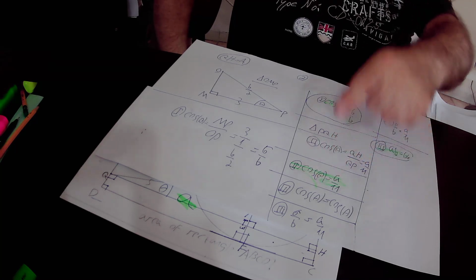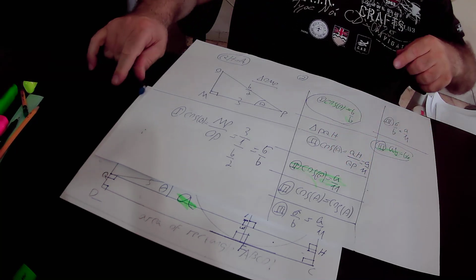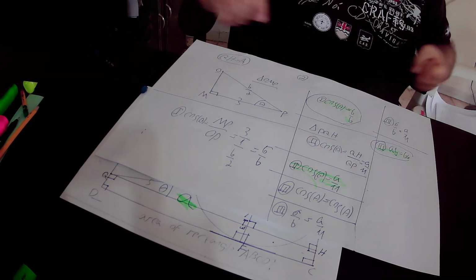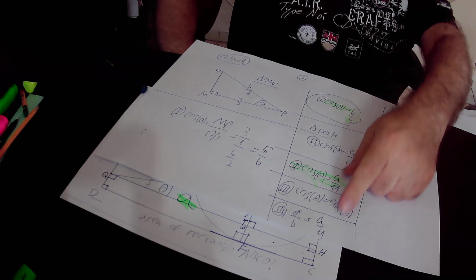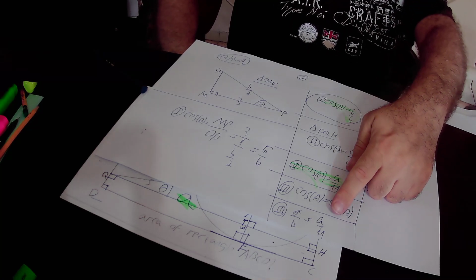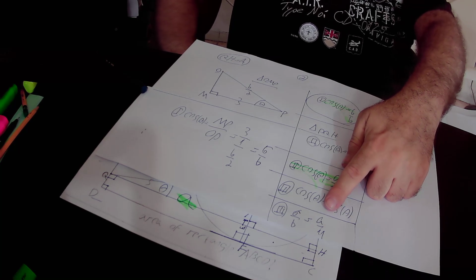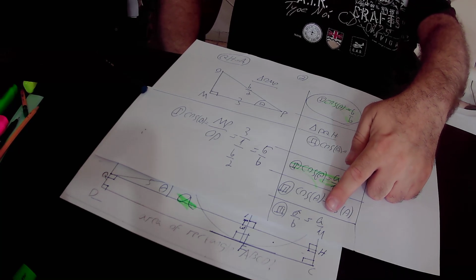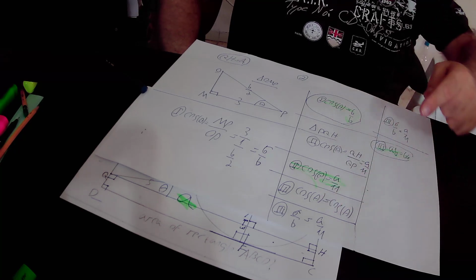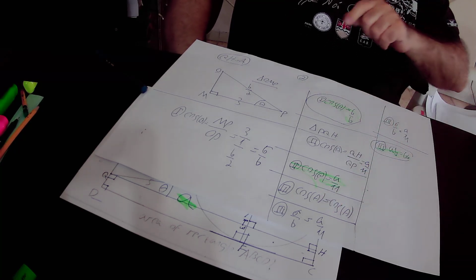Cosine theta according to equation number 1 is equal to 6 over B. That must be equal to cosine theta according to equation number 2, that is equal to A over 11. So according to equation number 3, we found out that 6 over B equals A over 11. We cross multiply this equation and we found out that A times B equals 66.